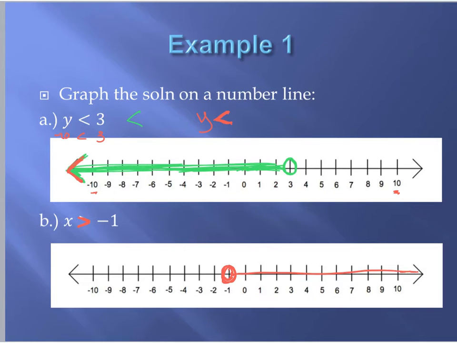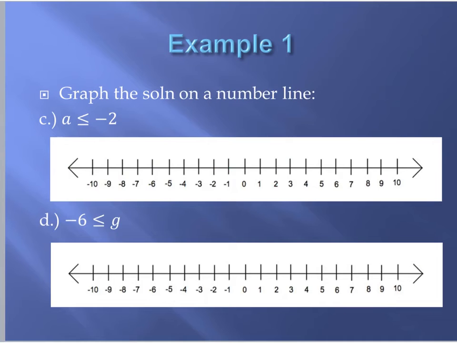So that means I'm going to draw my arrow in this direction here, and that tells me then that every number to the right of that open circle is a solution.